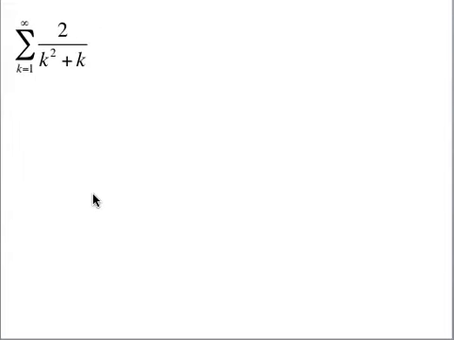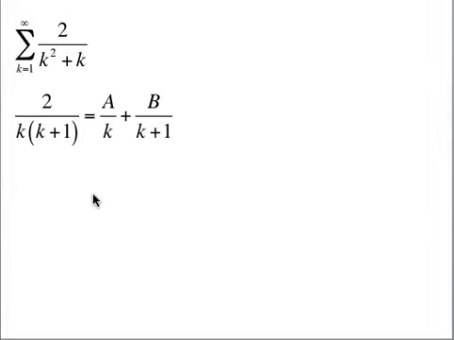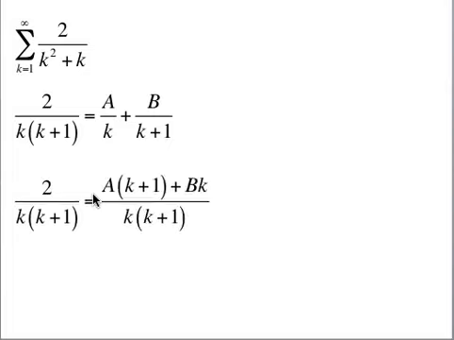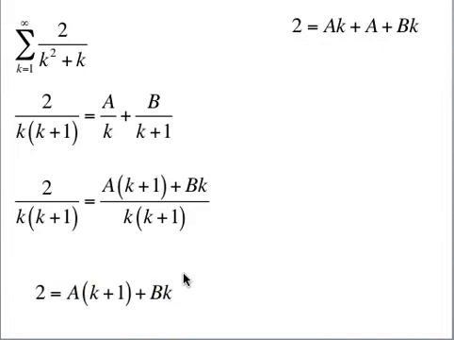Here's an example of what we call a telescoping series, 2 over k squared plus k. We're first going to do partial fraction expansion. Try to write it as something over k plus something over k plus 1. A times k plus 1 plus b times k, over k times k plus 1. The fractions are equal and the bottoms are the same, therefore the tops have to be the same. So 2 equals a times k plus 1 plus bk. Distributing, that is ak plus a plus bk.